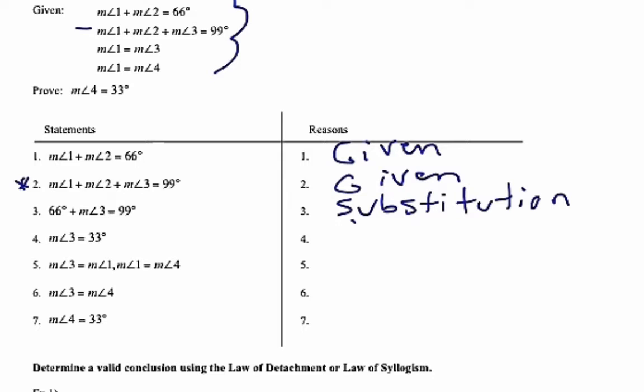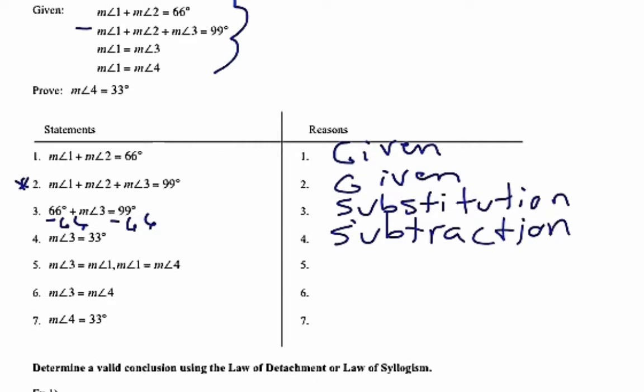Then in statement number 4, it says the measure of angle 3 equals 33 degrees. Well, what happened from 3 to 4? Well, I can see that I subtracted 66 degrees from both sides, which would leave me the measure of angle 3 and would also leave me 33 on the other side. So that's okay because of the subtraction property.